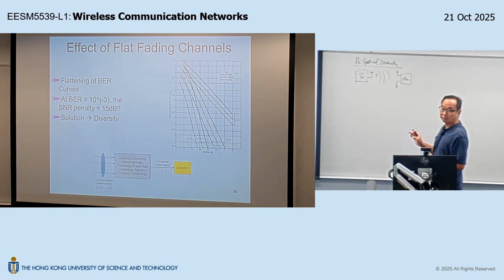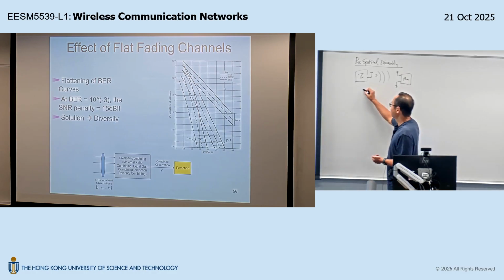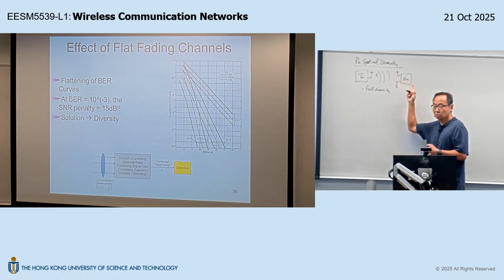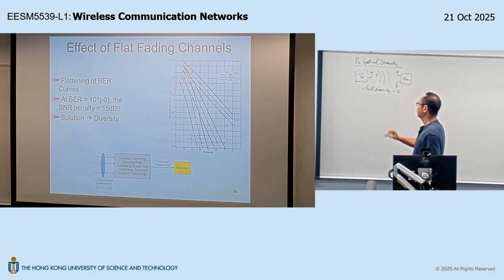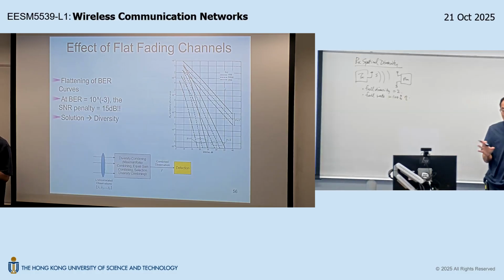And the advantage of receive spatial diversity is you have full diversity. So if you're talking about two receive antennas, you can have a diversity order of 2, okay? And also what we call full rate, meaning that you have 100% throughput, 100% spectral efficiency. So you don't have any penalty on the spectral efficiency.